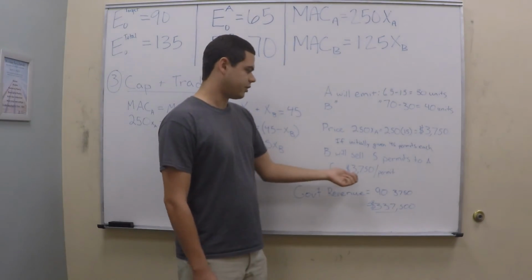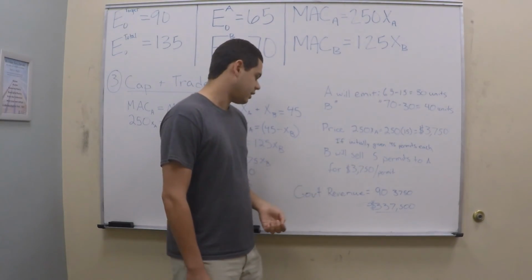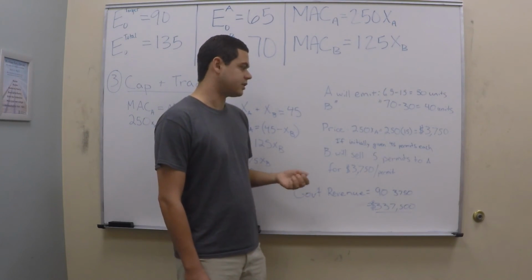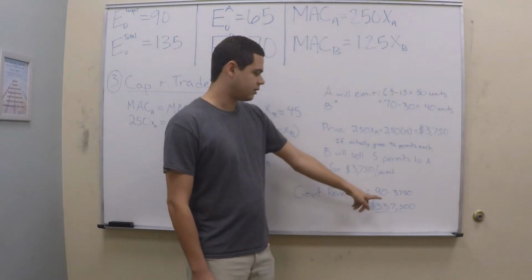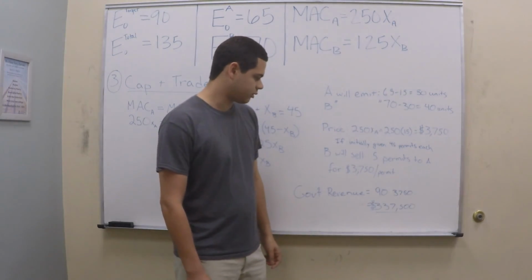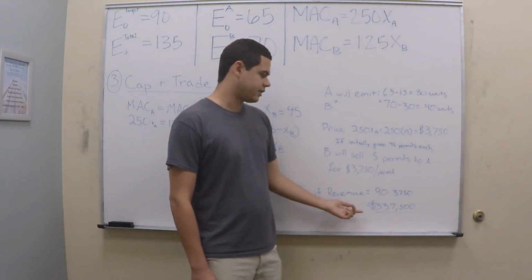They will sell them for $37.50 per permit, and if the government was initially to sell these permits to the firms instead of just giving them away for free, it would be 90, which is the total number of permits sold, times the price of each permit, for a total government revenue of $337,500.